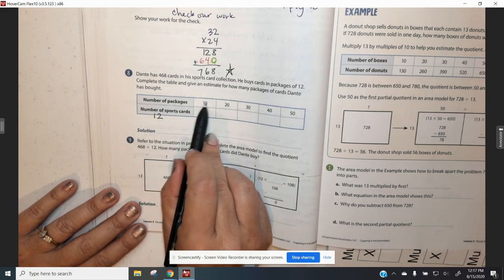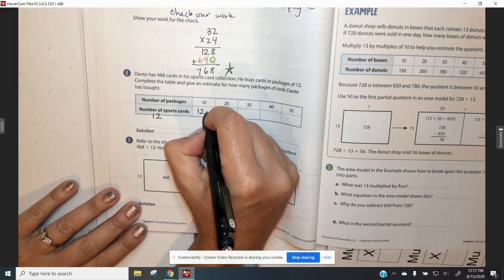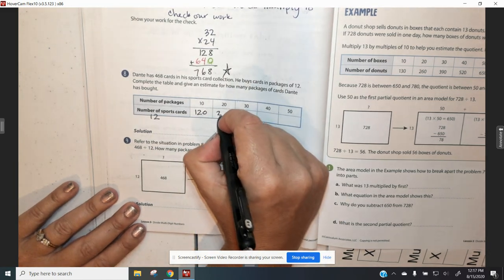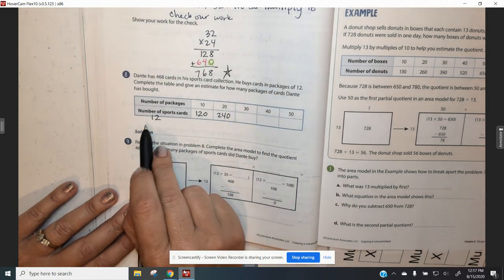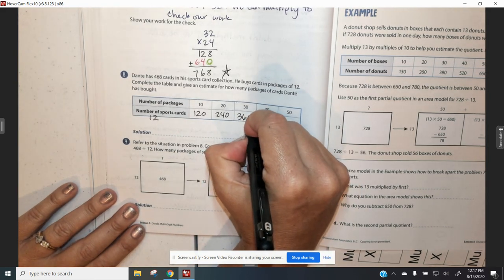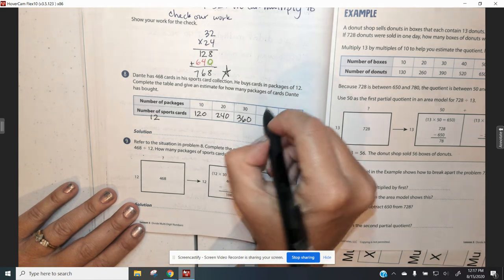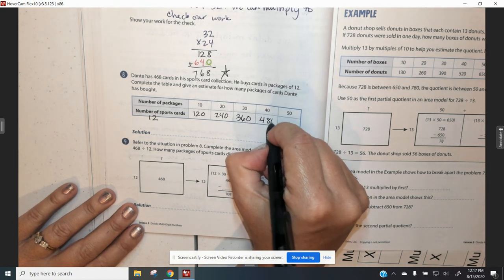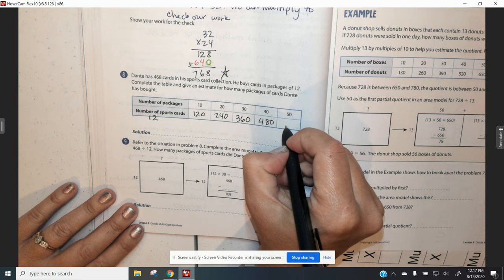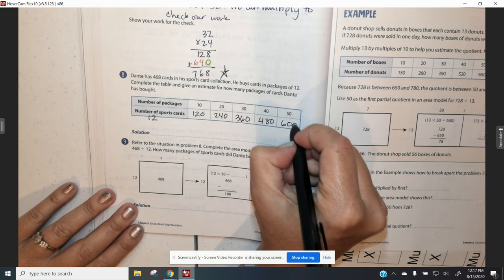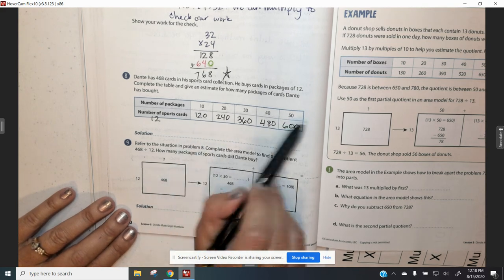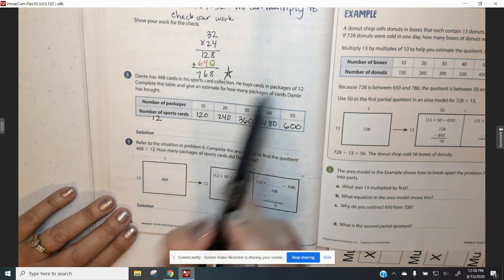So 12 times 10 is 120. 12 times 20 is 240. 12 times 30 is 360. 12 times 40 is 480. And 12 times 50 is 600. Wait, you didn't stop me. That's okay. We wanted to fill out the whole multiples of 10 chart.